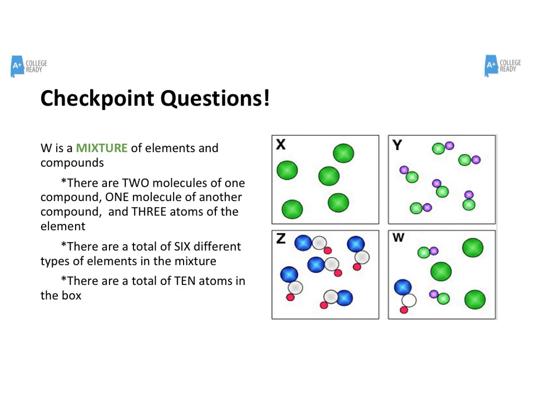W is a mixture of elements and compounds. There are 2 molecules of one type of compound, here and here, and 1 molecule of another type of compound, here. And then we have 3 atoms of an element. This compound has 3 different types of atoms. This compound has 2 different types of atoms. So there are a total of 10 atoms in this box, and 6 different types of atoms.